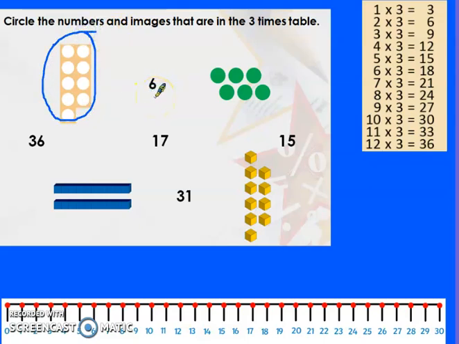What about the number 6? Oh yeah, 3, 6. 2 times 3 equals 6. We need to circle that one. We've got 6 again there, so we know that needs circling. What about the others? Pause the video, have a look. Press play when you're ready to discuss.